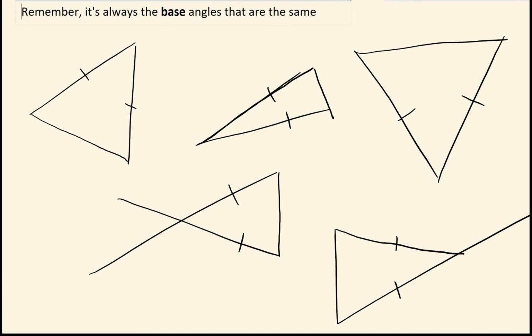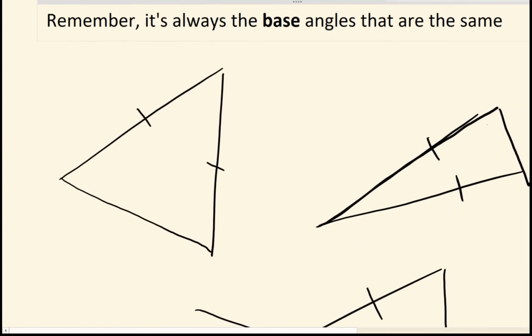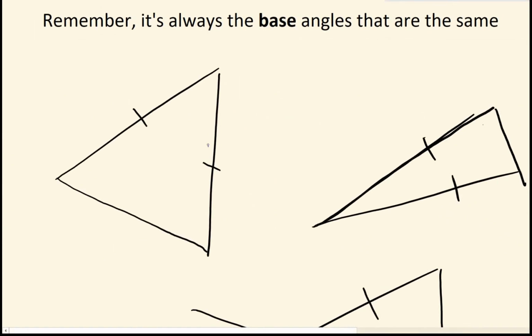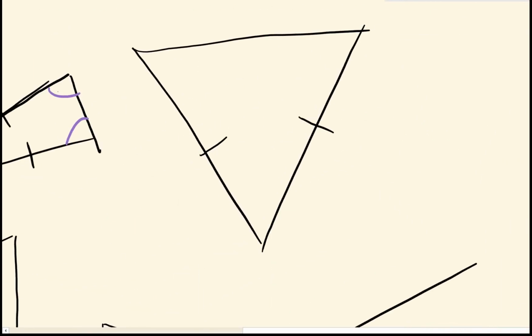Okay, I've just shown you this just so you don't make the mistake of forgetting which two angles are the same. So it's always the base angles. If you find the corner where the two lines meet, in this case this one, that angle will not be the same, but the other two will. So these two angles are both the same. Again here, these two lines meet at this point here, so these two angles are the same.